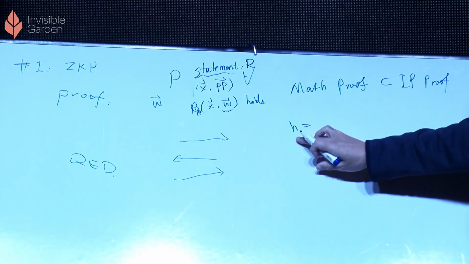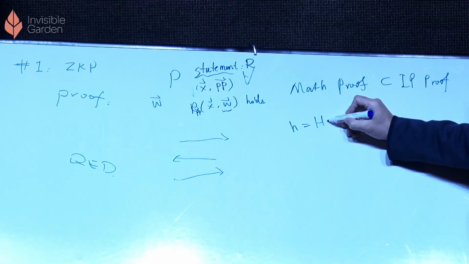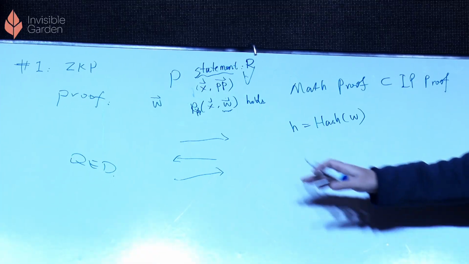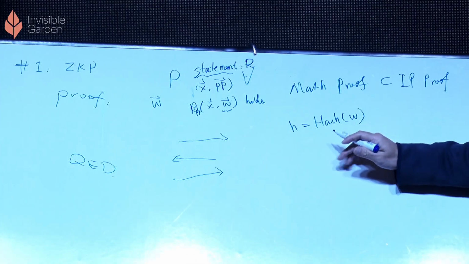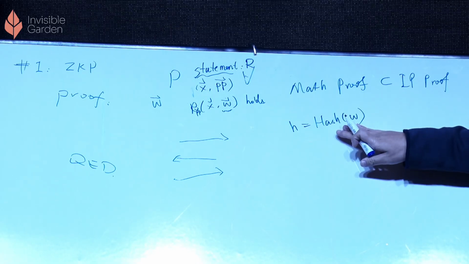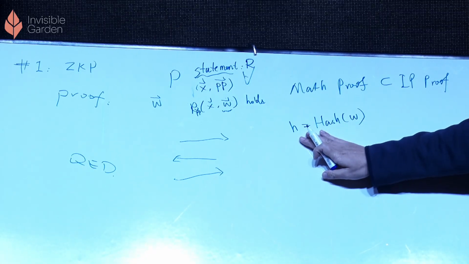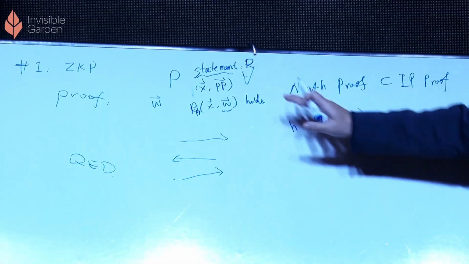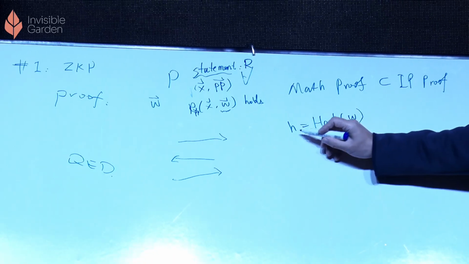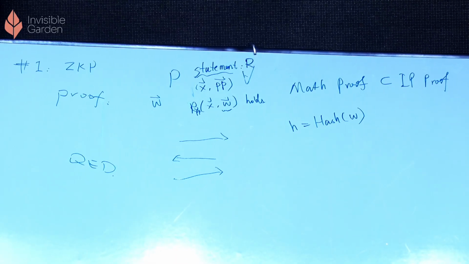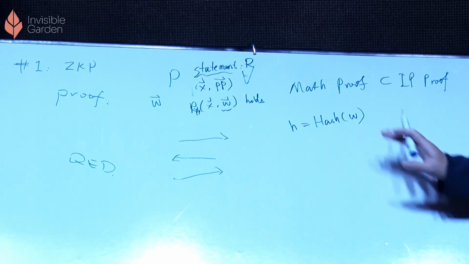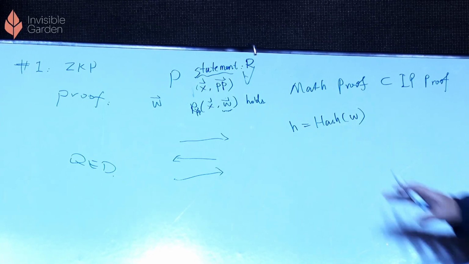Little h equals hash of something like W. The prover can prove that there exists some W such that when we do SHA-256, I get a hash, little h, and send h to the verifier. Basically, the prover proves that there is a preimage of h, so h is not something random. It is actually the image of a hash of something that the verifier doesn't know.